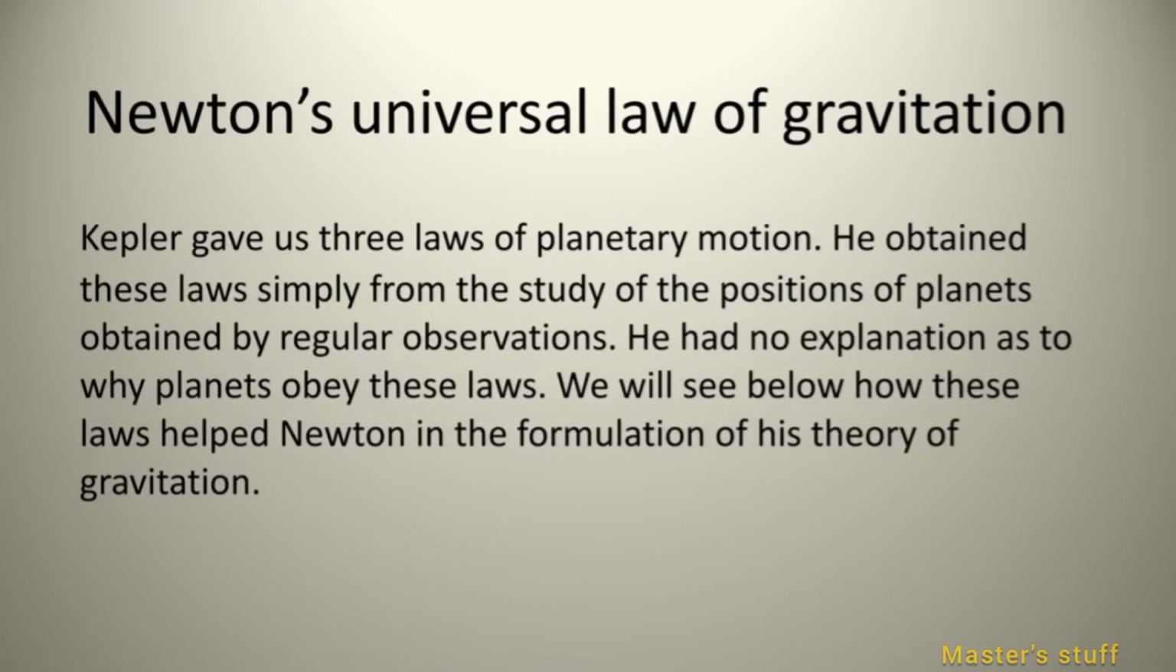In the last video, we had already studied what is gravitation. We also studied the three laws given by Kepler on planetary motion. In fact, Kepler obtained these laws simply from the study of position of planets obtained by regular observation. He had no explanation why the planets actually obeyed these laws. So, now we are going to see how these laws help Newton in formulation of his theory of gravitation.